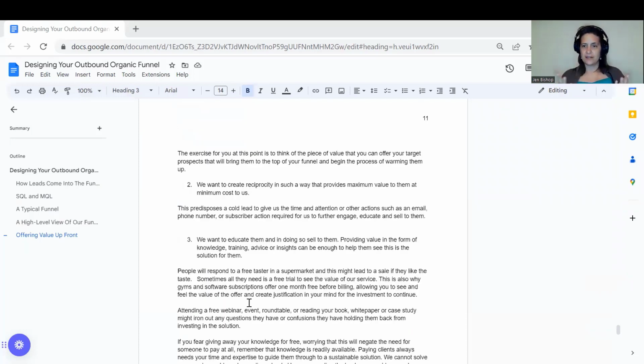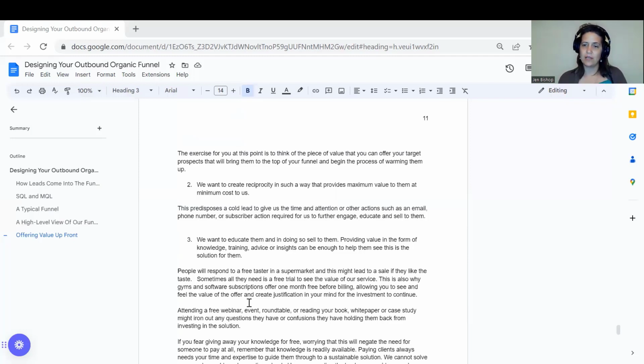So the challenge for us at this point of designing your outbound funnel is to think of what is the piece of value that we can offer out to the market that's going to just bring them into the funnel without pitching them, without selling them. What's that piece that's going to help them to identify as a marketing qualified lead?